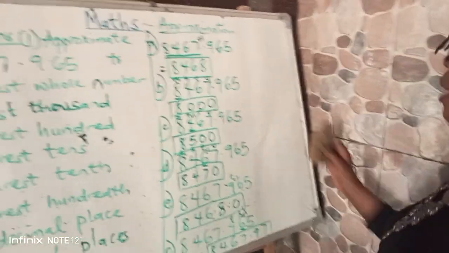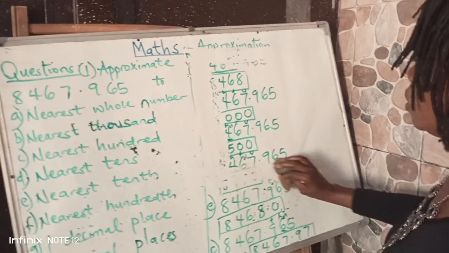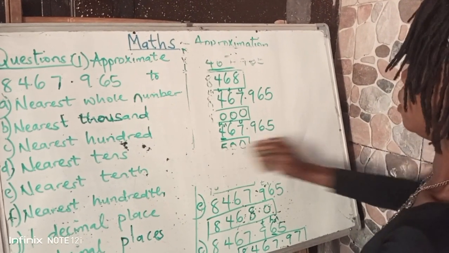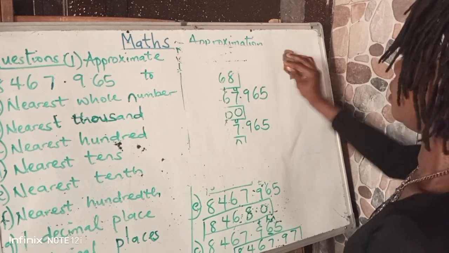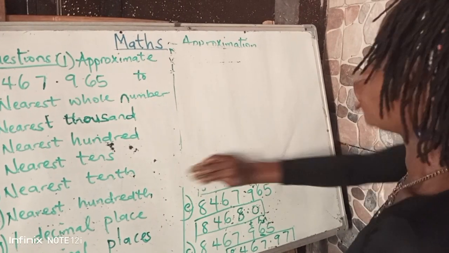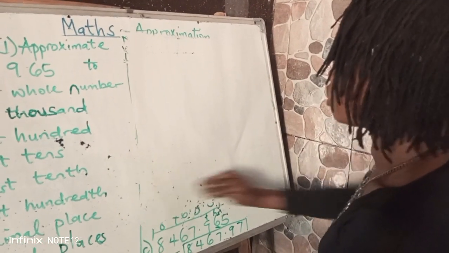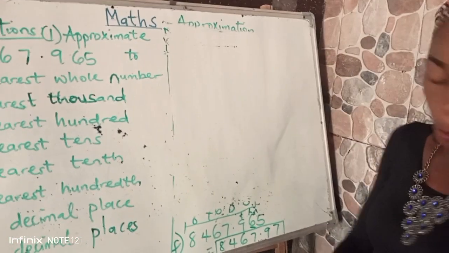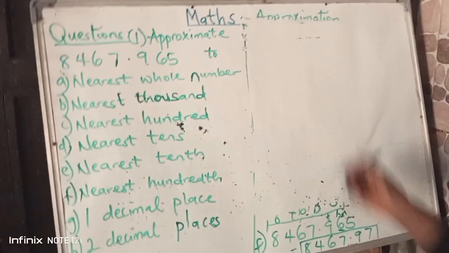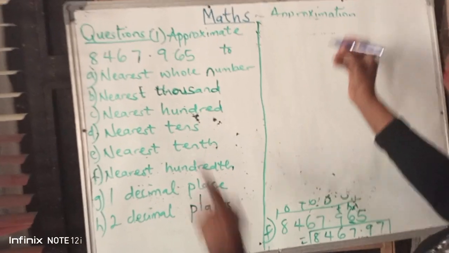Question G says, approximate to the nearest 1 decimal place. 1 decimal place, please, means we should have at the end of the day just one number after the decimal point. Just one number after the decimal point. So identify your 1 decimal place. Identify the number that falls on the 1 decimal place.